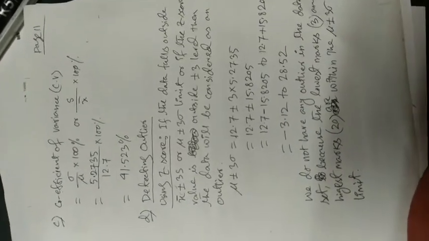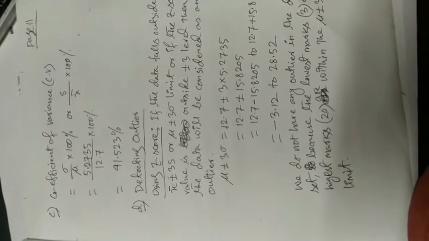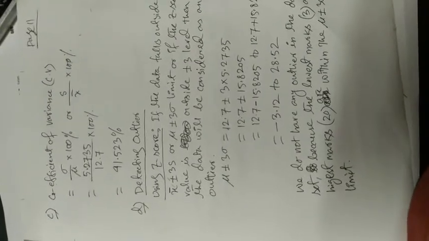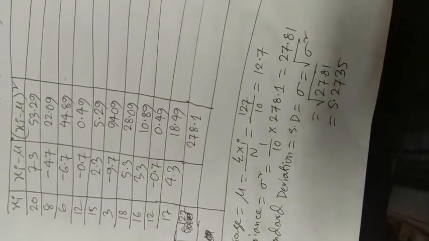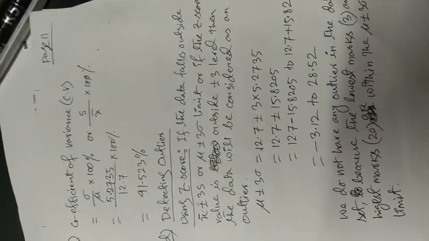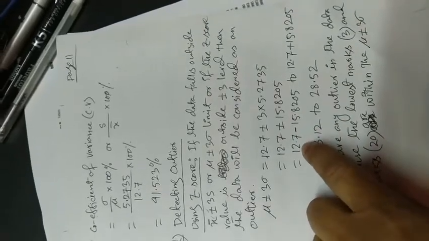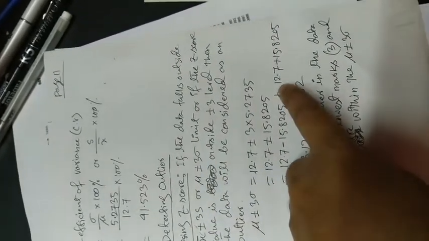So here let us calculate the limit, mu plus minus 3 sigma. Mu is the average, which is 12.7 in our case, plus minus 3 into sigma, the standard deviation, which was 5.2735. If you calculate it, 3 into 5.2735 is 15.8205. So first we take 12.7 minus this, then 12.7 plus 15.8205. If you calculate it, the limit is between minus 3.12 and 28.52.